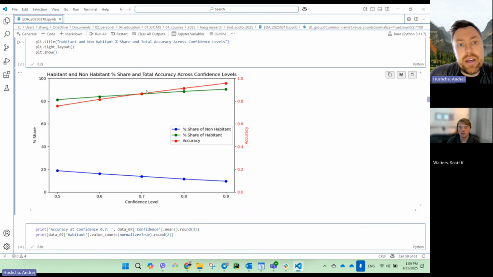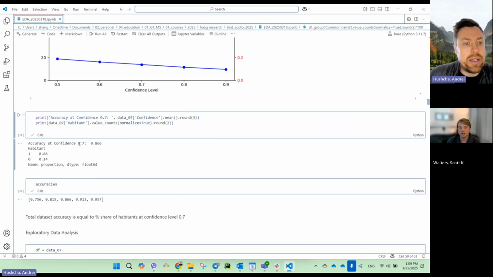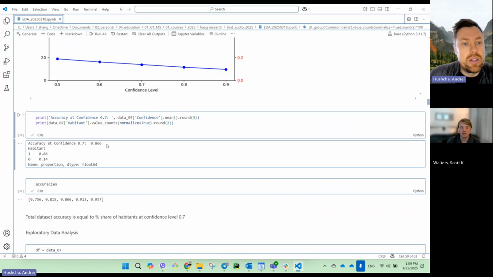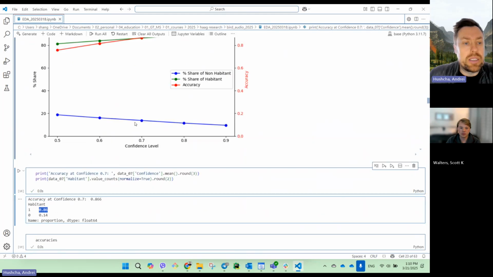We can see the average confidence level at 0.7 is almost the same as for the habitants, and since we are classifying habitants, we decided to put the trade-off at the 0.7 confidence level. The accuracy at that confidence level is 0.866, and at the same time the share of habitants is 0.86. So that's the point where we do our analysis.